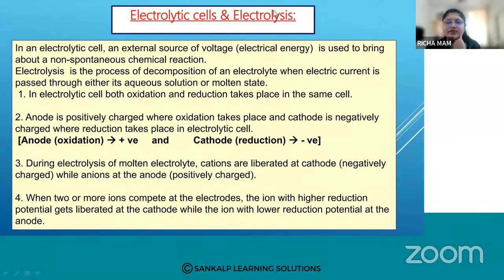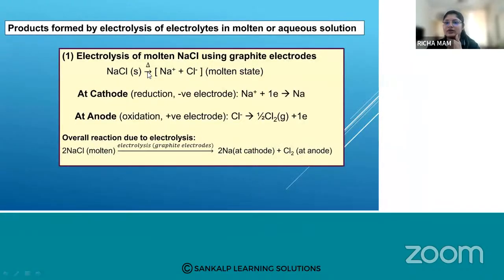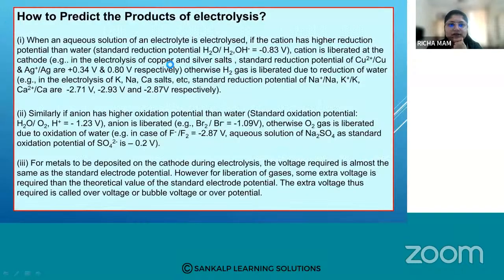So in the last class, we were discussing electrolytic cells and electrolysis, right? We have seen the definition and what all happens in an electrolytic cell. These things we discussed in our previous class. We were discussing some examples of different cells, that is, the electrolytic cell. So in an electrolytic cell, what happens?